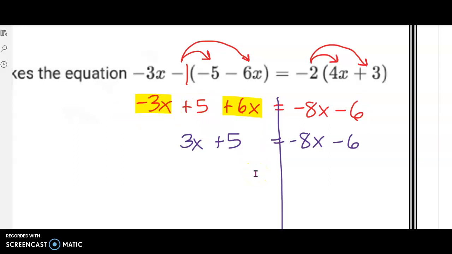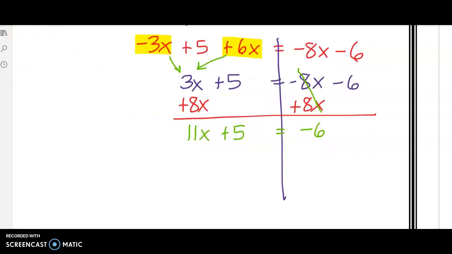Remember, you can only combine them if they're on the same side, and both of those x's that are highlighted are on the left side. So -3x plus 6x gives us that 3x there, and then the 5 got brought down. Now try solving it the rest of the way if you haven't already done so.